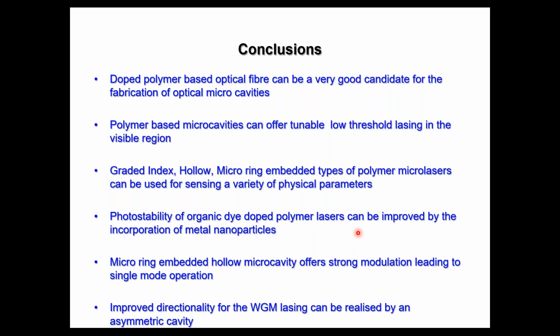The doped polymer fiber can be a very good candidate for the fabrication of optical microcavities. Polymer-based microcavities can offer tunable low threshold lasing in the visible region. Graded index, hollow, micro ring embedded types of polymer microlasers can be used for sensing a variety of physical parameters.